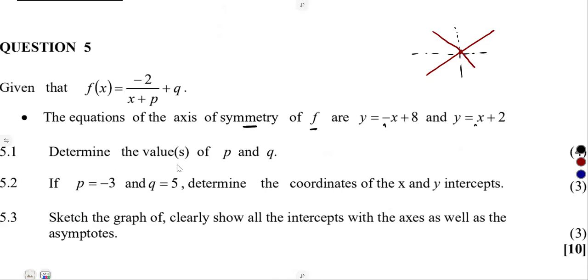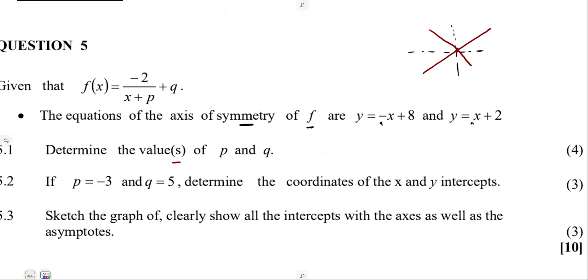Determine the values of P and Q. What do P and Q represent, guys? P and Q are part of our asymptotes. So here we are simply going to find the point of intersection of the axis of symmetry.